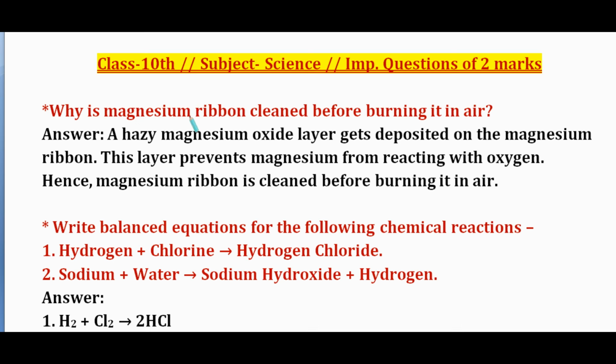Why is magnesium ribbon cleaned before burning it in air? A hazy magnesium oxide layer gets deposited on the magnesium ribbon. This layer prevents magnesium from reacting with oxygen, hence magnesium ribbon is cleaned before burning it in air.